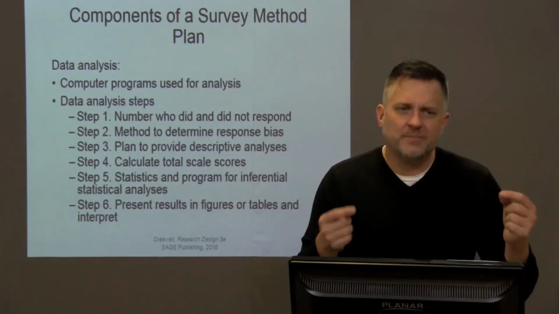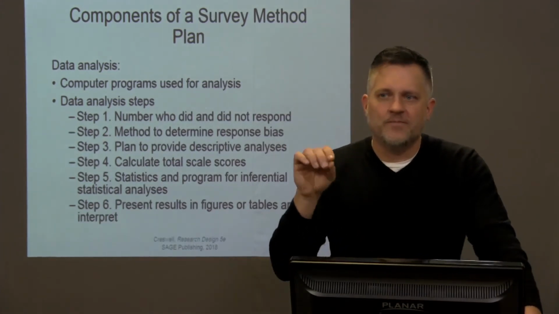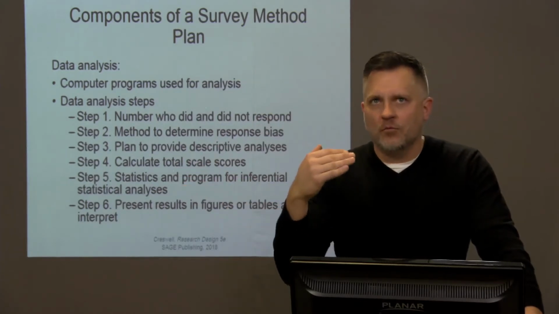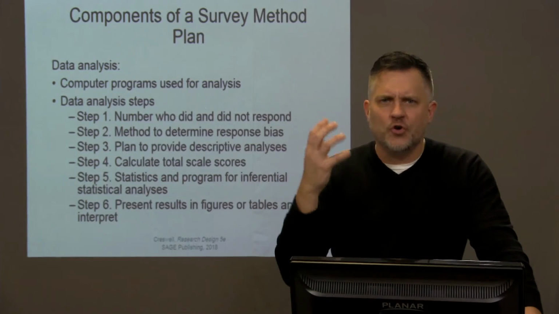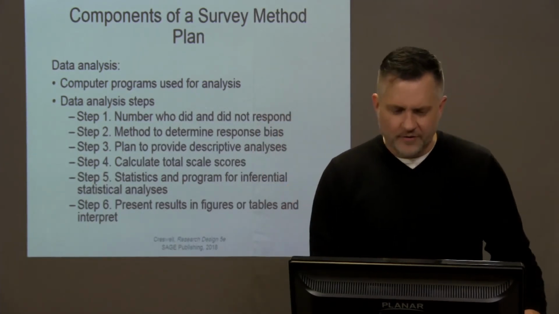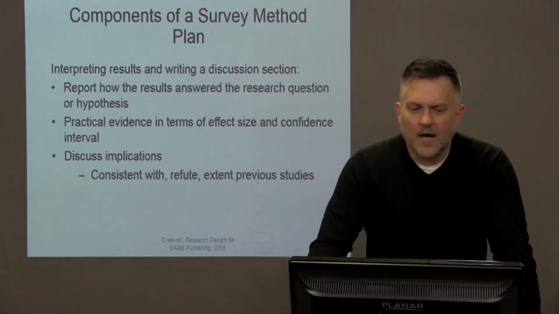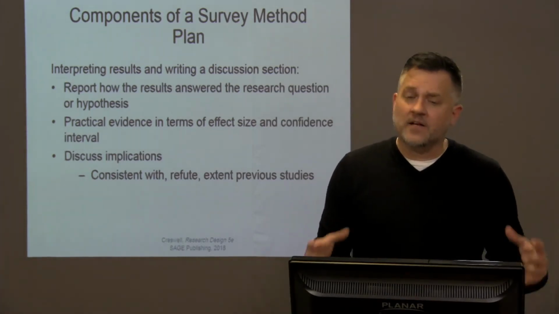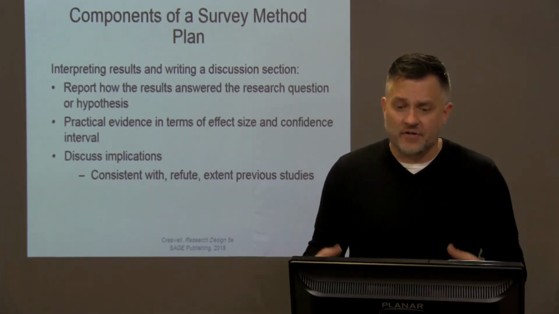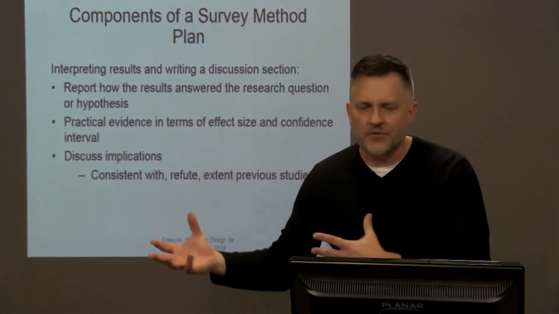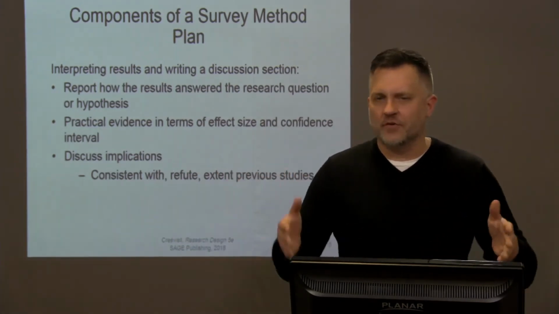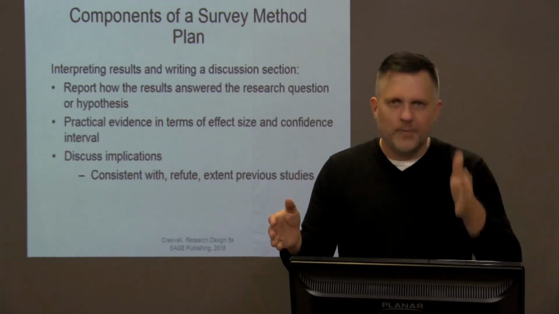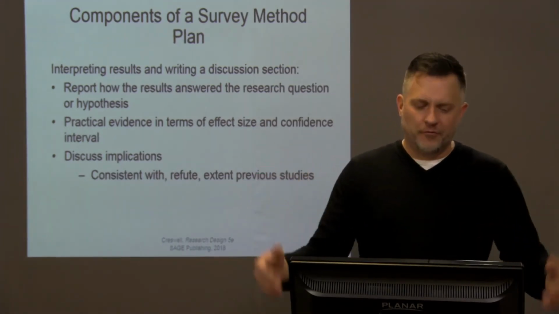So if you could become familiar with some of those indicators and statistical outputs that say this means this and this means that, it's going to make reading the articles much more enjoyable, but also you're able to start to evaluate the results being presented. Report how the results answered the research question or hypothesis. Give practical evidence in terms of effect size and confidence intervals. Effect size is just what we talked about, the r-squared, 20%, 15%, whatever that is, and a confidence interval between this number and this number. I'm 95% sure that the results will be between here and here when we do future research and studies.